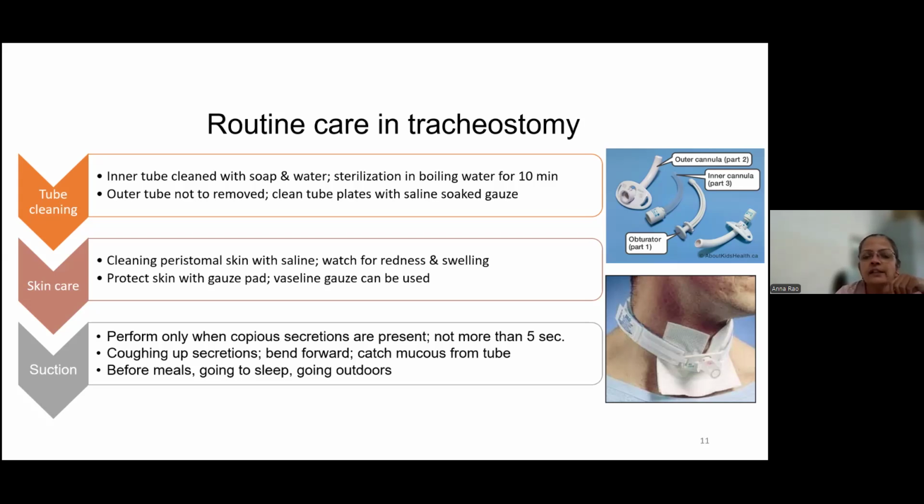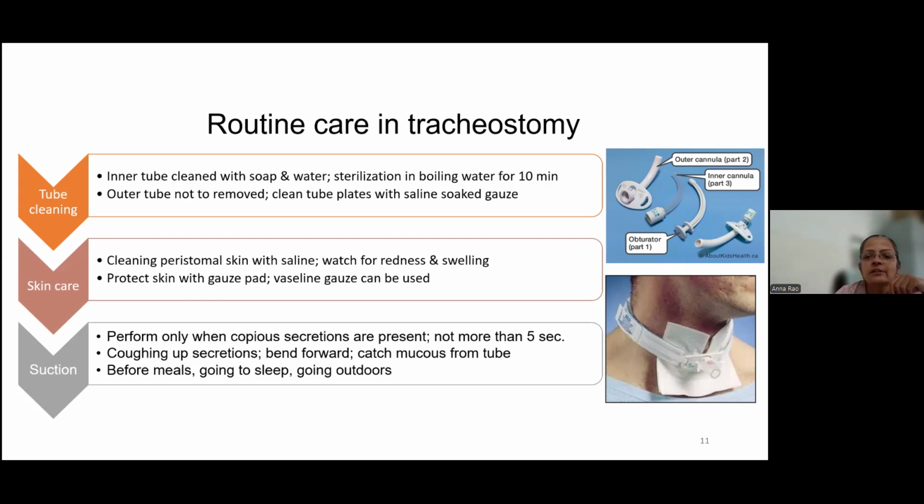It should be cleaned with normal saline. Even at home, soap and water, mild soap, can be used, and it should be cleaned of the secretions that are lying in the inner passage under running water. So it becomes quite easy. And then sterilization of that should take place. It can be boiled for 10 minutes. And then one has to reinsert it with the help of the pilot.